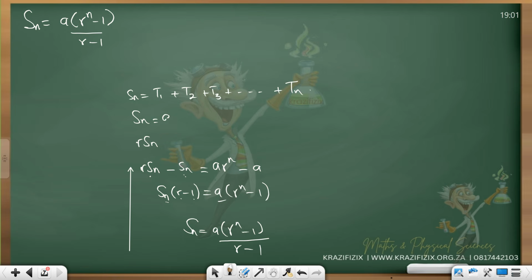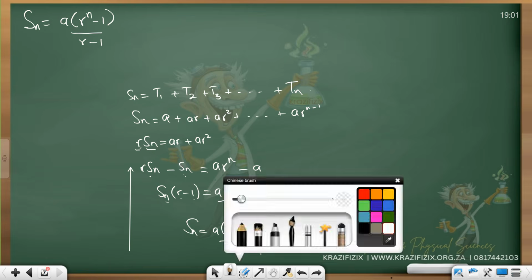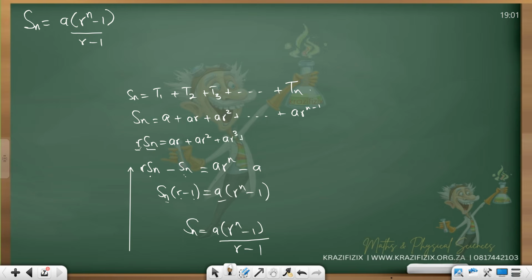Now change it to what? A. What's your T1? A. What's the T2? AR. T3. What's the last term? AR to the n minus 1. Now what are you doing here? You are multiplying with what? R. A times R, AR. AR times R. Because you are saying R times Sn. So you are multiplying all of this with what? R. Basically you are increasing the exponents by 1. AR squared times R, AR cubed, AR to the n.